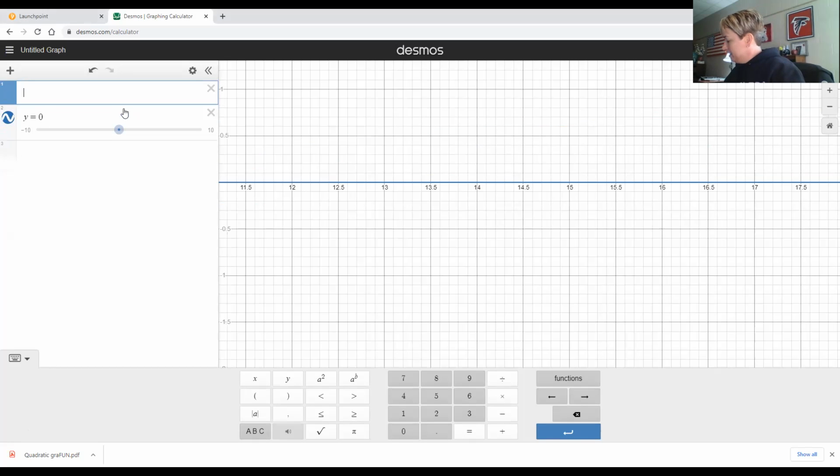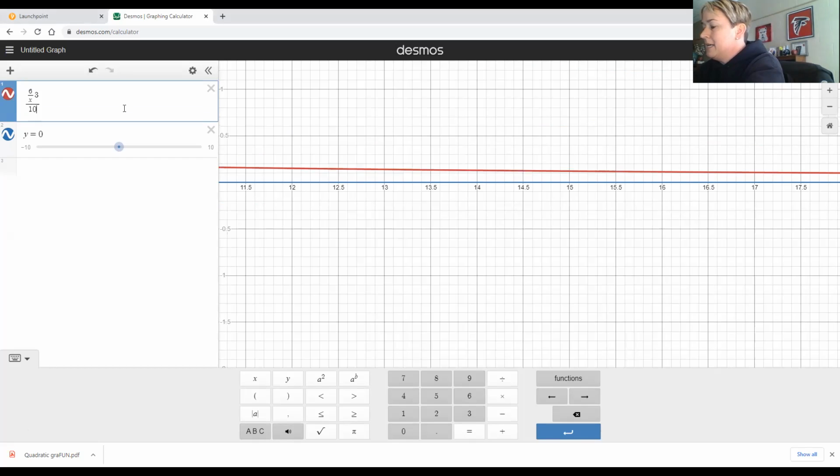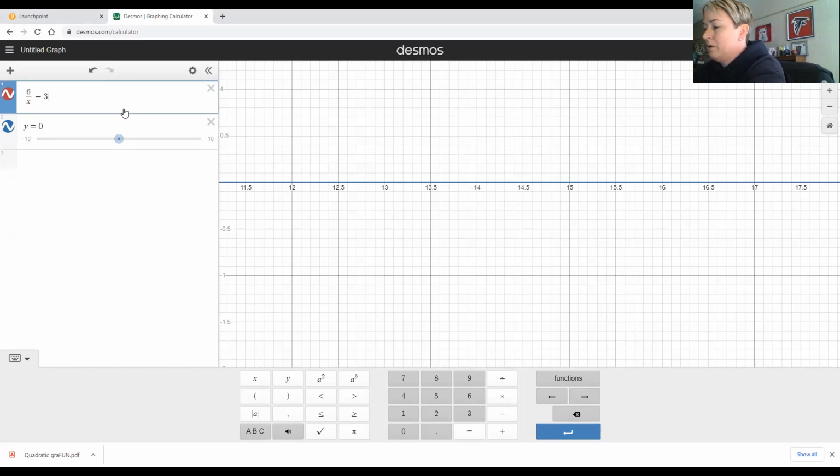Okay, so my equation this time is 6 over x minus 3 over 10 equals 7 over x.